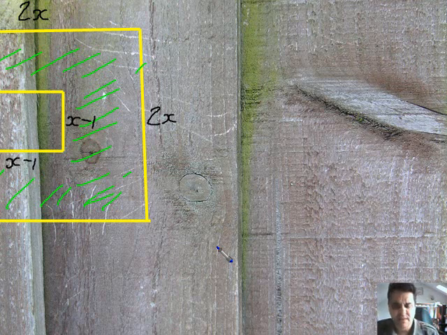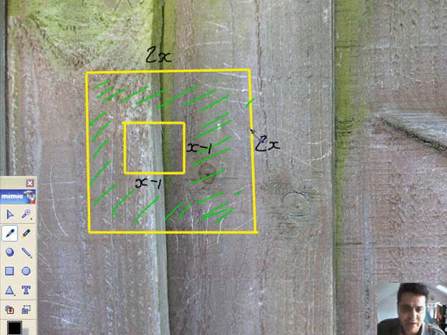I still got a lovely fence in the background. I think it's lovely. Anyway, and I formed a shaded region. So I've shaded that green so it looks a bit like what's happening in the book. It says find a quadratic expression that represents the area of the shaded region. In other words, what is the green area there?